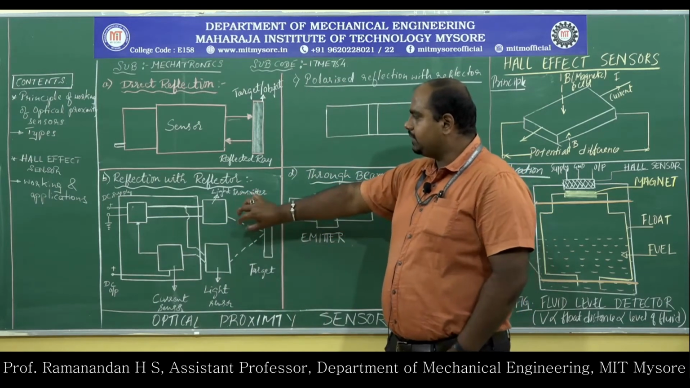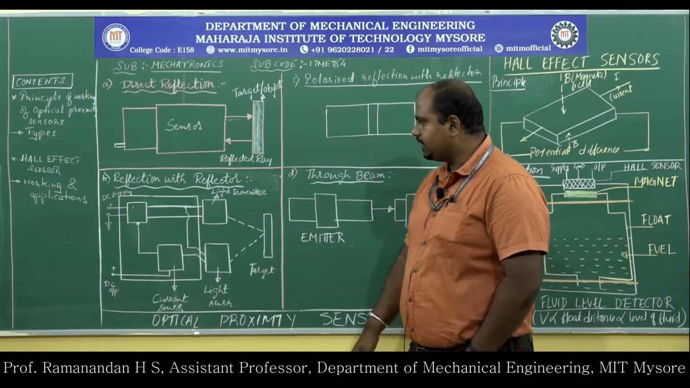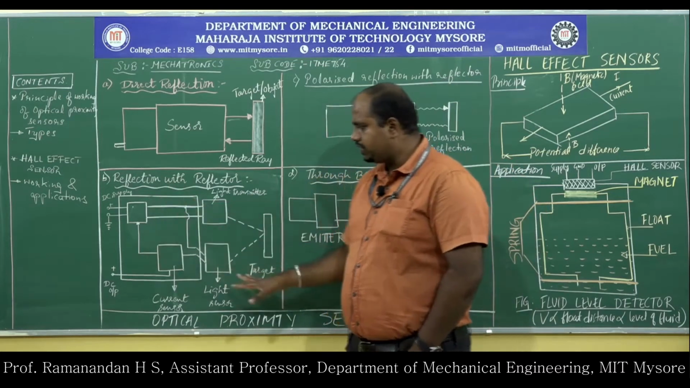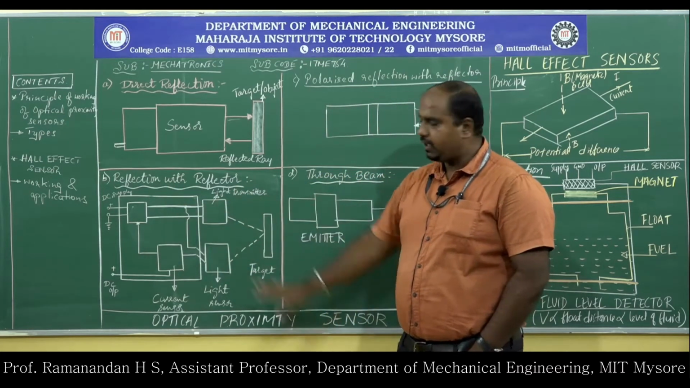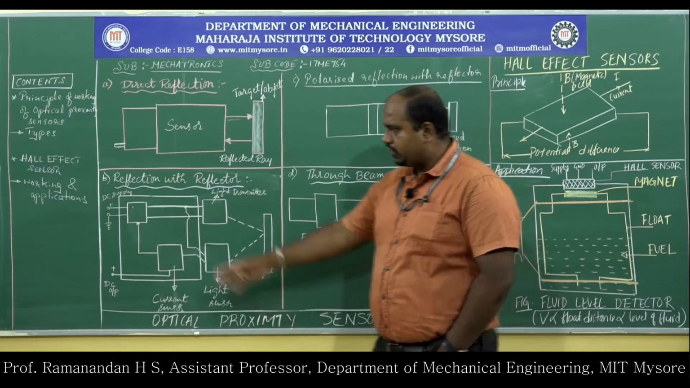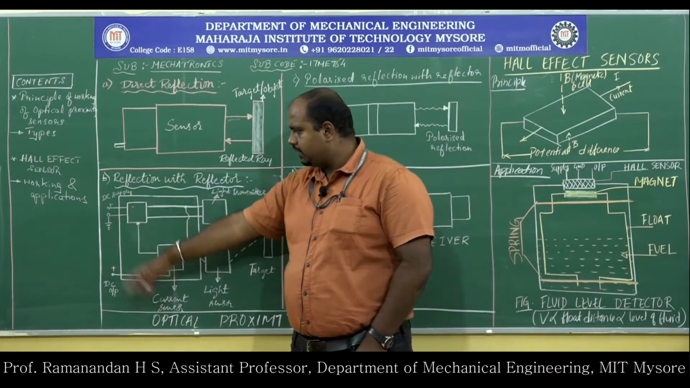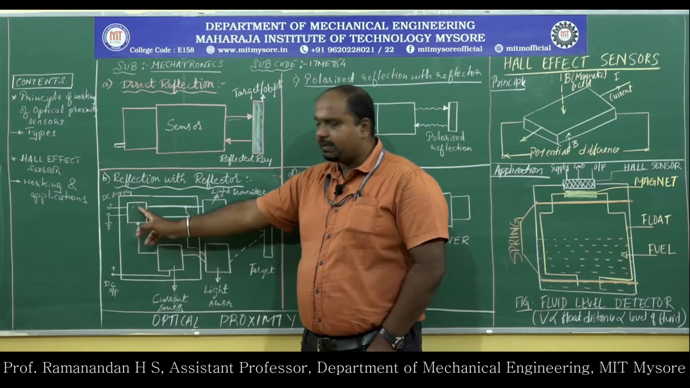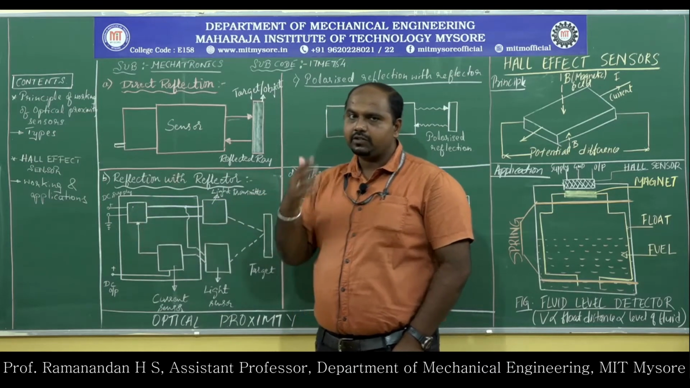The second one is reflection with a reflector. You can see here a more descriptive sketch showing the complete setup of a sensor. There will be a DC supply, and there is an oscillator or a pulse generator. Usually we use a pulsed light. I failed to tell you.